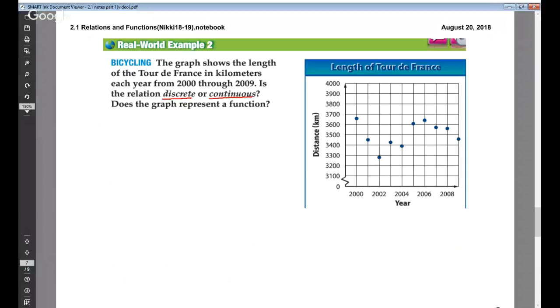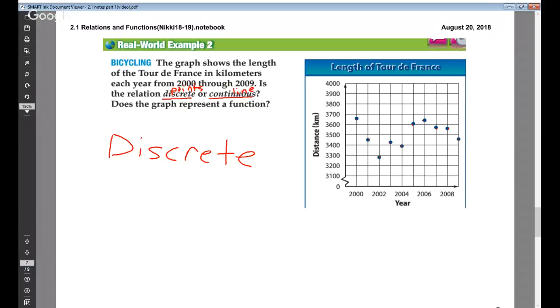Well, if you look at the graph, from what we know, discrete is when your data is just a bunch of points. If it's continuous, it's got to be a line. And if you look at the graph on the right, sure enough, those are just a finite number of points. So, easy peasy, this graph represents a discrete relation.